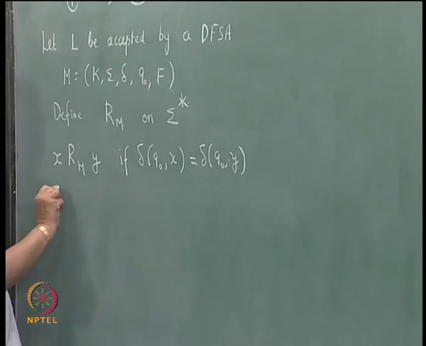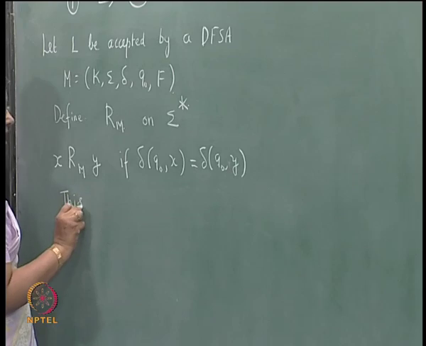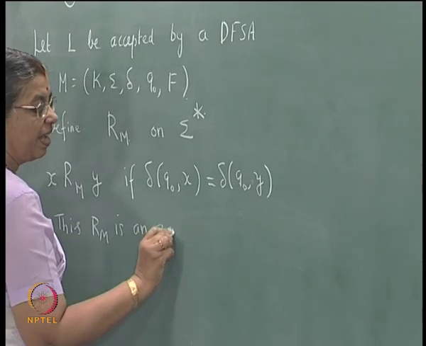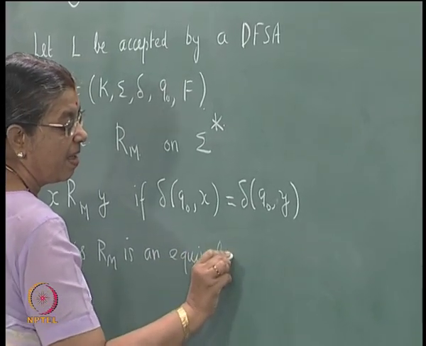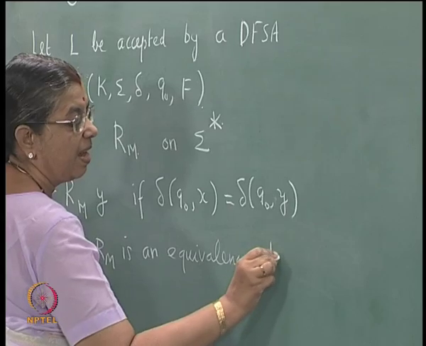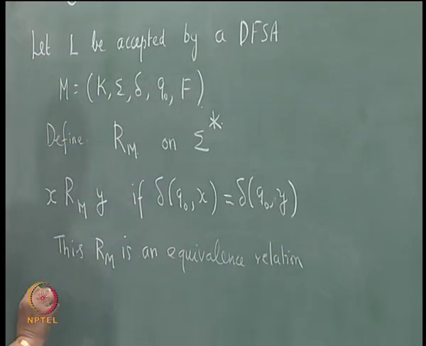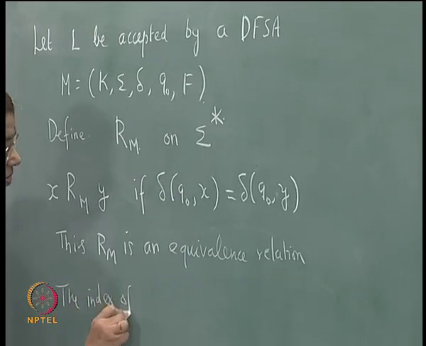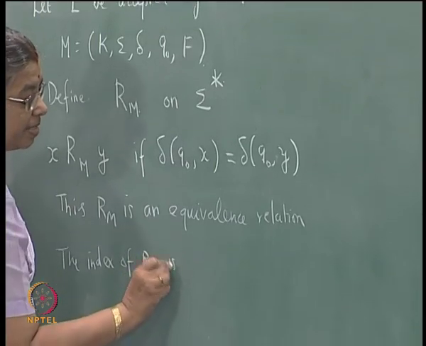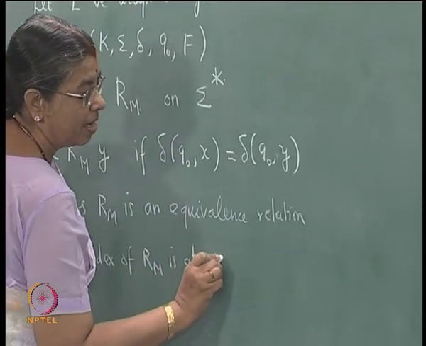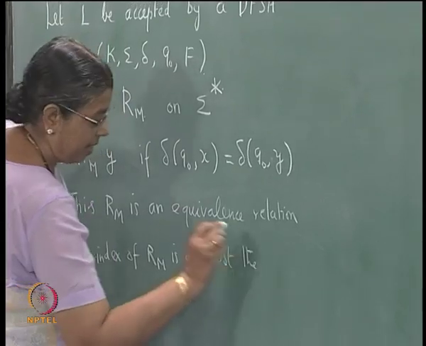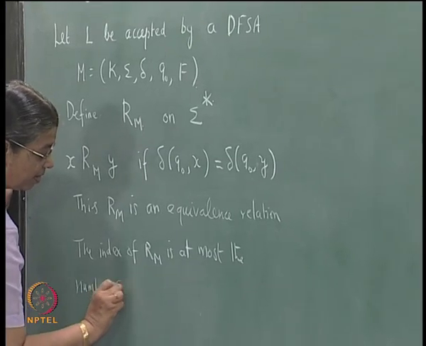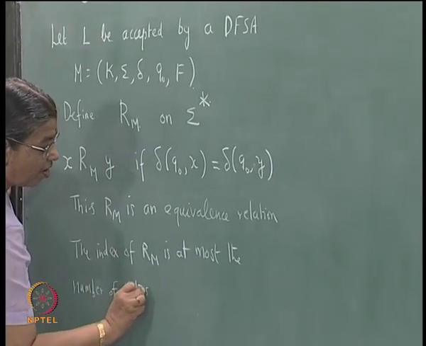So, this Rm is an equivalence relation, and the index of Rm is at most the number of states of M.